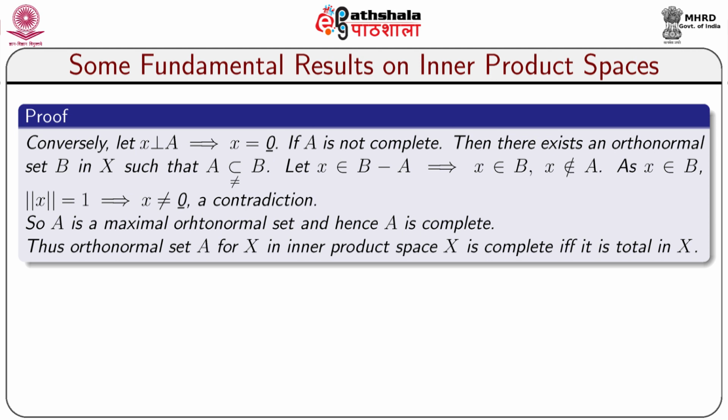Conversely, let x perpendicular to A imply x must be equal to the 0 vector. If A is not complete, then there exists an orthonormal set B in X such that A is a subset of B and A is not equal to B. Let x belong to B minus A. This implies x belongs to B, but x does not belong to A. As x belongs to B, norm of x equals 1, this implies x is not equal to the 0 vector, which is again a contradiction. So, A is a maximal orthonormal set and hence A is complete. Thus, an orthonormal set A in an inner product space X is complete if and only if it is total in X.